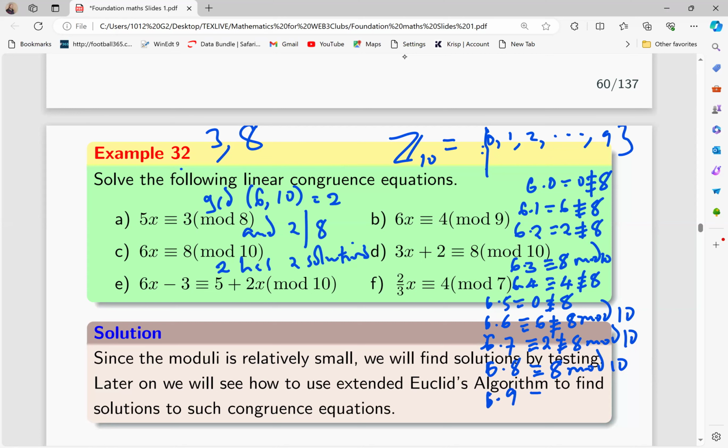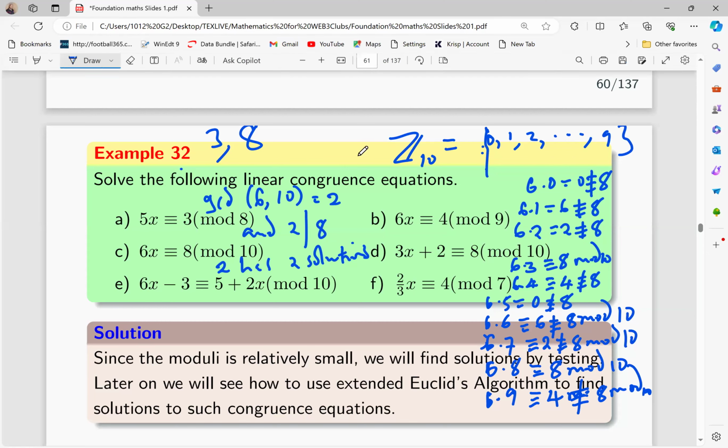This will be 54. Mod 10, the remainder is 4, which is not congruent to 8. It is not congruent to 8 mod 10. So this is how you do it if the modulus is small, but if it's large, I want to show another way.